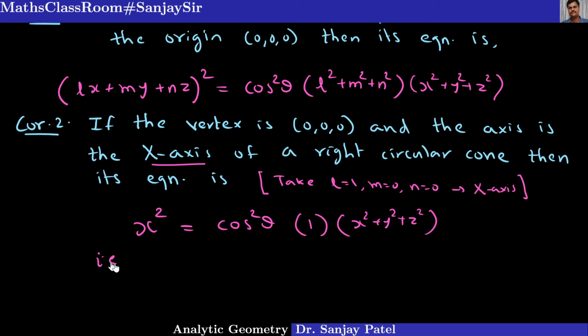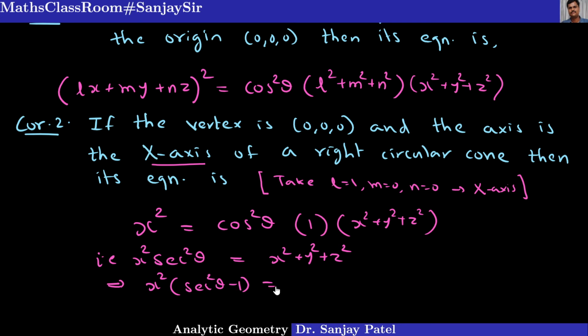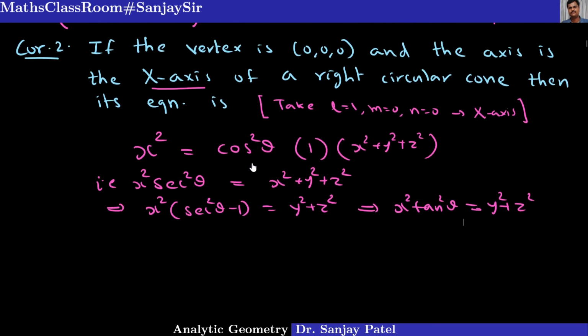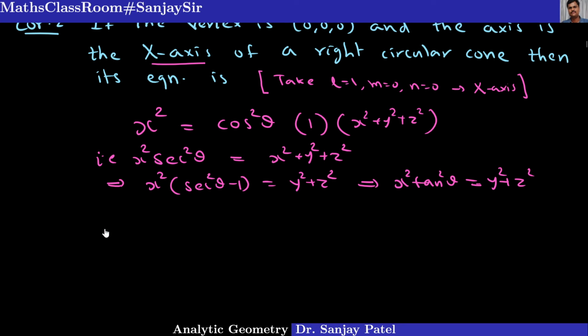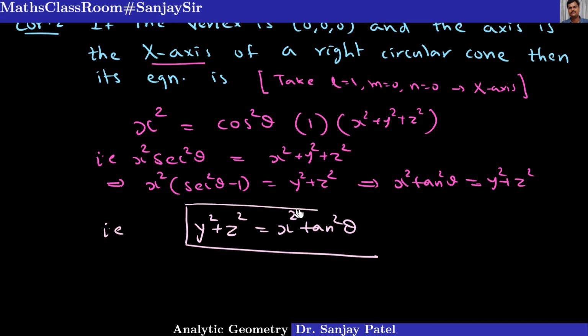So simplifying this, what you will get is sec square theta into x square, taking dividing by cos theta, assuming it is not 0, and it is in fact not 0, we'll get x square plus y square plus z square, and that implies x square into sec square theta minus 1 is equal to y square plus z square, which is nothing but x square into tan square theta is equal to y square plus z square. So the equation of a right circular cone, finally I can conclude as y square plus z square is equal to x square into tan square theta when the axis is the x-axis and the vertex is at 0, 0, 0.